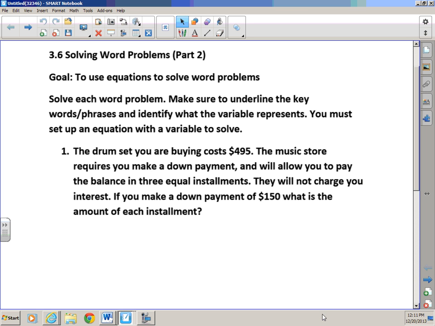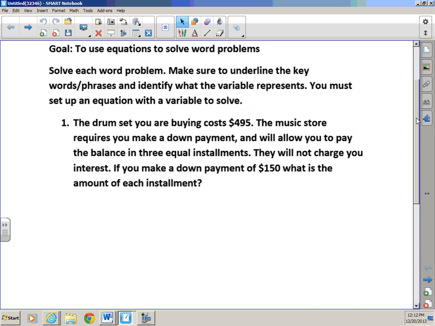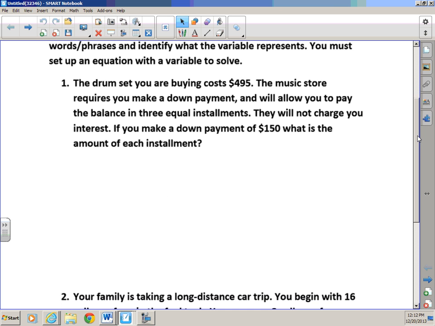Today's the second part of our lesson on solving word problems. We're not learning any new strategies. We went over the strategies yesterday. So what we're going to do today is demonstrate how to use the strategies that we've talked about to solve specific word problems.